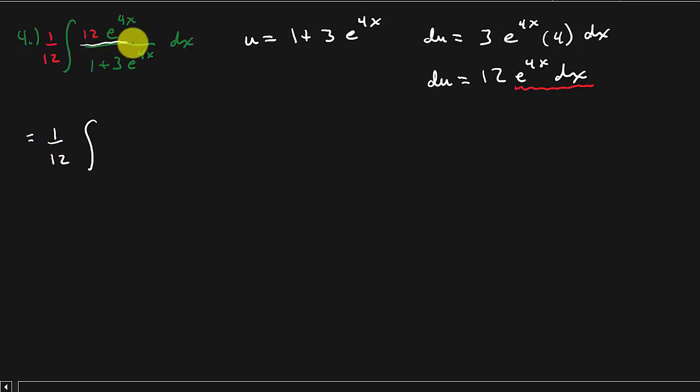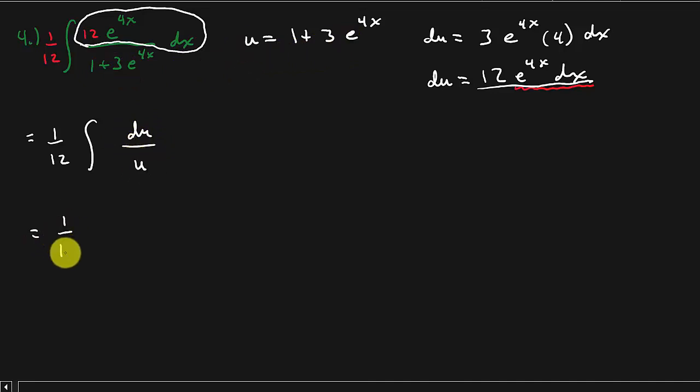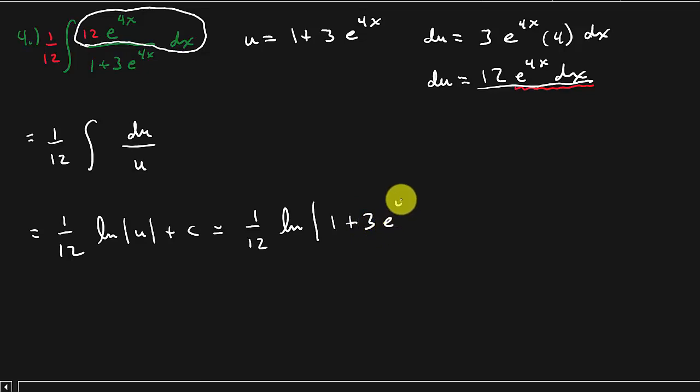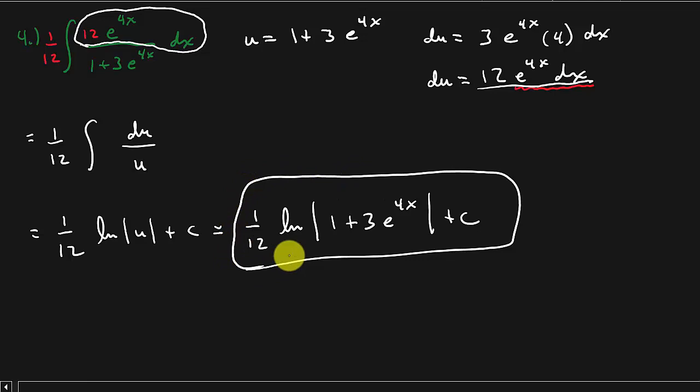Now, look, all of this, I'm going to replace with du. See, all of that, I'm going to replace with du. And then the 1 plus 3e to the 4x, I'm going to replace that with u. And so I get 1/12 natural log absolute value of u plus c. Okay. And so this is 1/12 natural log absolute value 1 plus 3e to the 4x plus c. All right, and there's your answer.